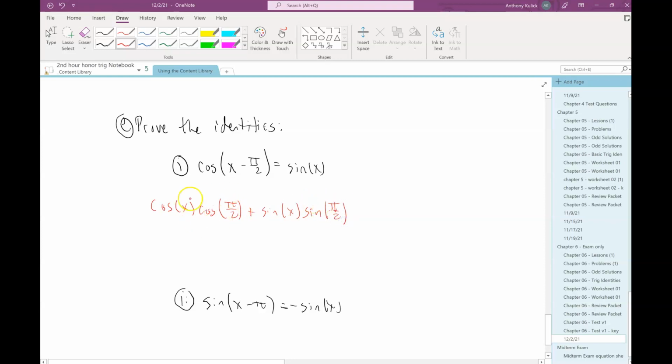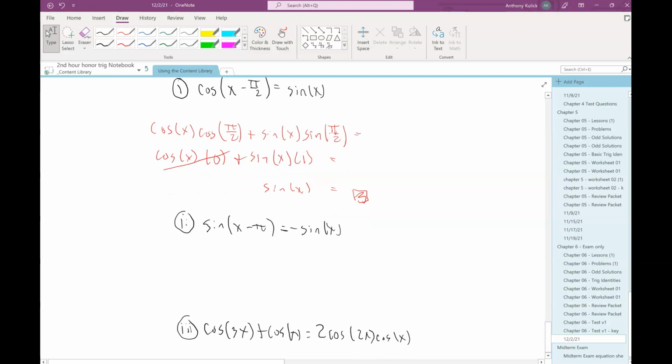Now pi over 2 is an angle on the unit circle, so I can look that up. If I go to the unit circle, cosine of pi over 2 is 0, and sine of pi over 2 is 1. So that cancels out, and 1 times sine is just sine. So we're done. Not too bad.